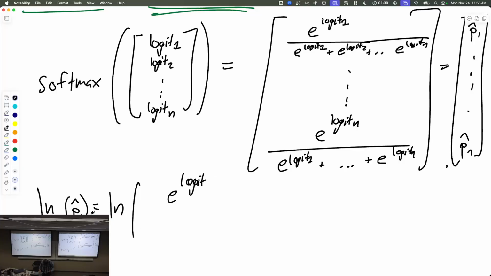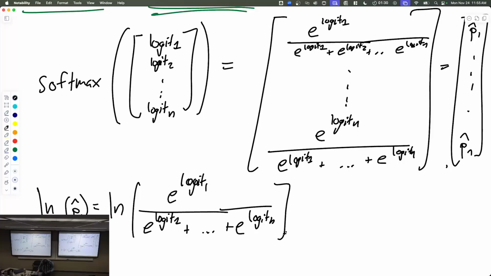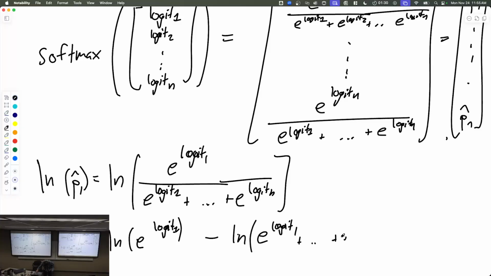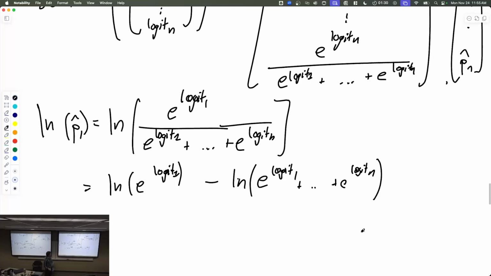Let's do it with class 1 just for funsies. e to the logit 1 plus ... plus e to the logit n. Okay, and the nice thing about the log is when you divide things, the logs subtract. So you end up with the log of the top, e to the logit 1, minus the log of all the stuff on the bottom, e to the logit 1 plus ... plus e to the logit n. And now something else happens. You have the natural log of e to the something, then they cancel out.